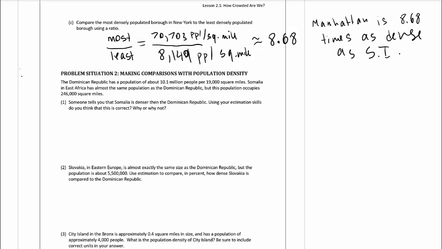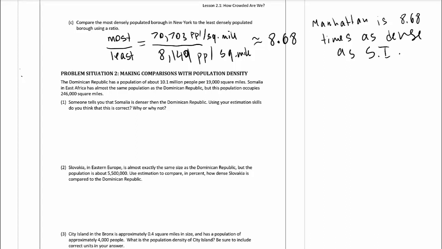Somalia, a country in East Africa, has almost the same population as the Dominican Republic, so also about 10 million, but this population occupies 246,000 square miles. Someone tells you that Somalia is denser than the Dominican Republic. Using your estimation skills, do you think that this is correct? Why or why not? You don't have to do the exact calculation, but just what do you think? I'll give you a minute to write whether that statement is true.